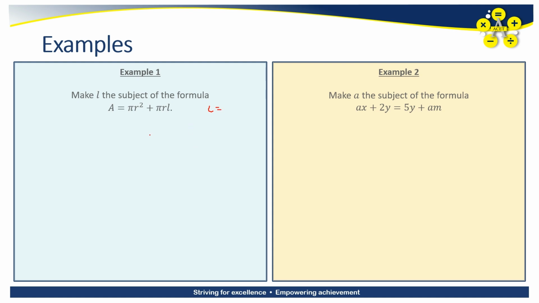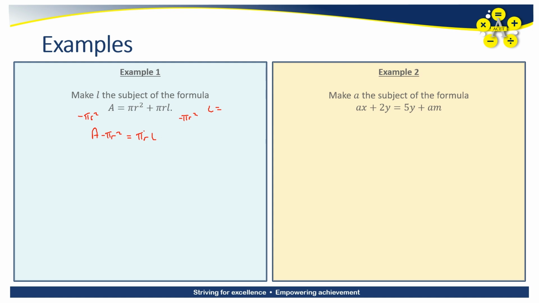So what we've got to do is undo what's happening here. The first thing I'm going to get rid of is this pi r squared because it's been added on. So I can inverse that addition and take away pi r squared from both sides. If I do that, I get a minus pi r squared equals pi r l. So it's already looking a little bit better when I'm wanting it to say L equals.